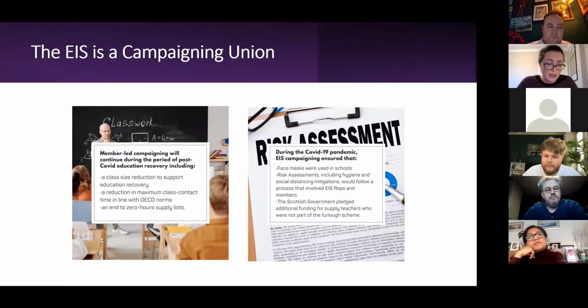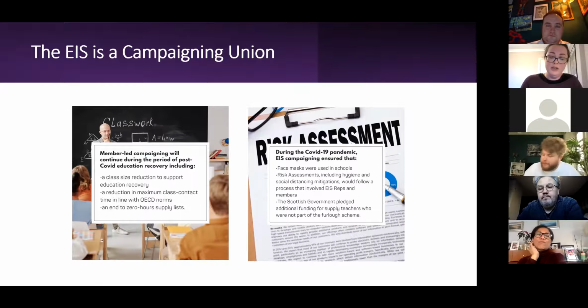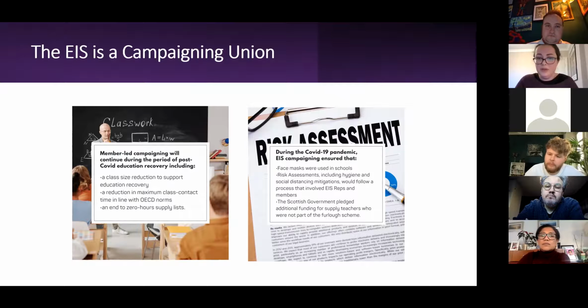It was during the pandemic, earlier on in the pandemic, sorry, that our campaigning meant that face masks were being used in schools, that risk assessments were being properly carried out, especially for people that were clinically vulnerable, or cared for people that were clinically vulnerable, and pregnant teachers as well. And where we felt that local councils weren't taking strong enough action, we entered into disputes with them to make sure that we escalated that and pushed that until we got the things that our members were demanding that they wanted in schools to make them feel safe.